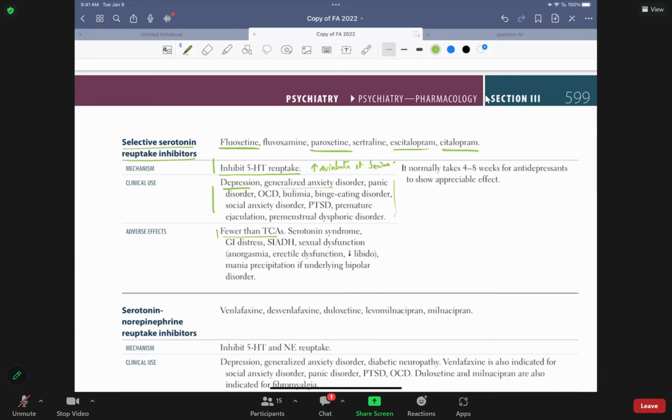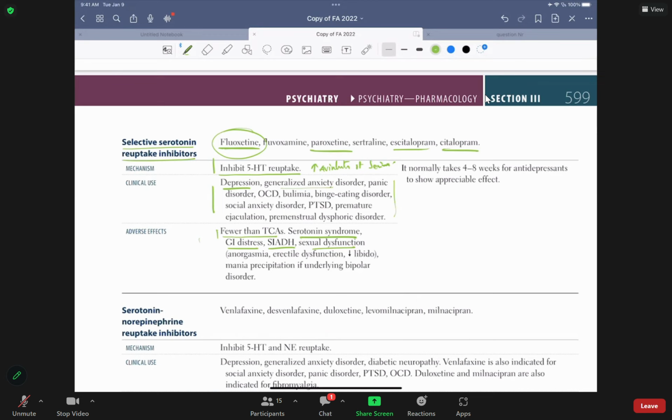Fewer than the other TCAs, serotonin syndrome, GI distress, some SIADH, sexual dysfunctions. Those can all be adverse effects. One of the famous questions used to be on NBME: a patient is given fluoxetine and the patient comes back after a week or two and complains that they have not felt any different and it's the same effect. What is the next best step?